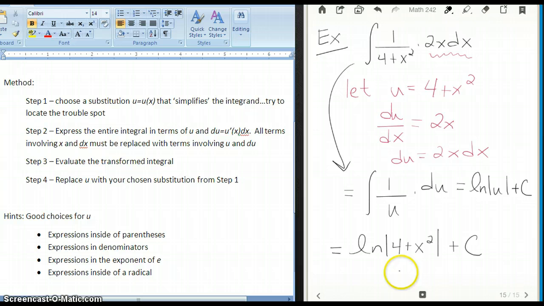Plus our constant of integration, of course. Okay? Great. So that one was pretty fun, I think, right? Okay, let's try another one.